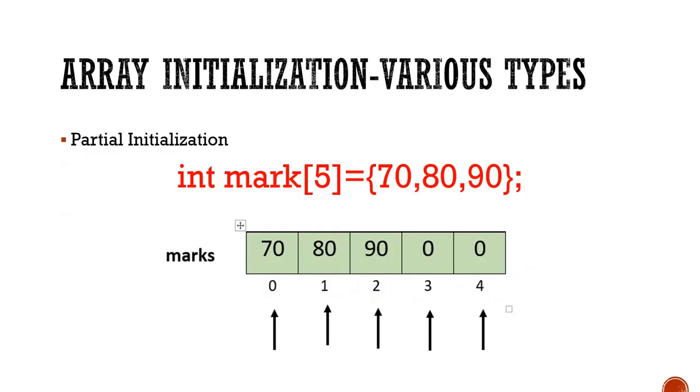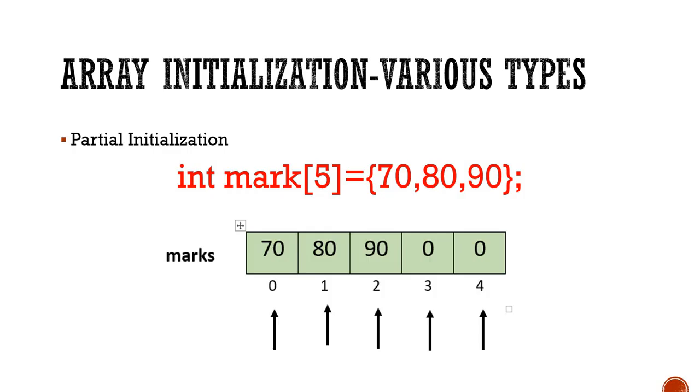There are various ways we can initialize the values to an array. The first one is partial initialization. See the example, int marks of 5. What is the size of the array? It is 5, so I can give 5 values. But how many values have I given? I have given only 3 values: 70, 80 and 90. So two more values can be given, but I have not initialized them here.